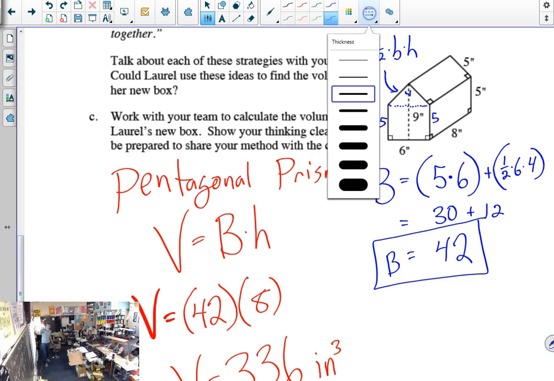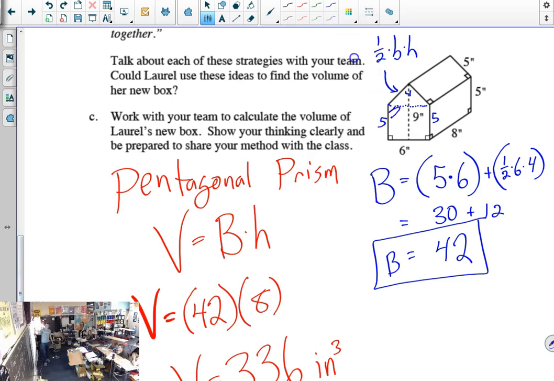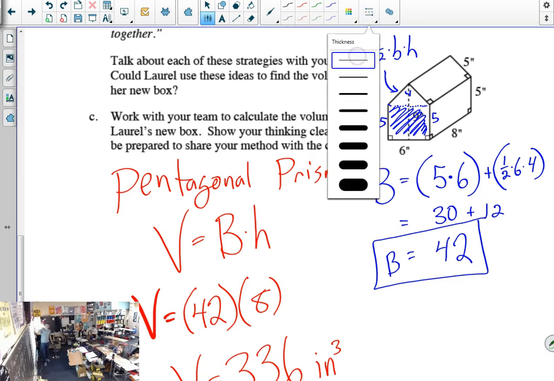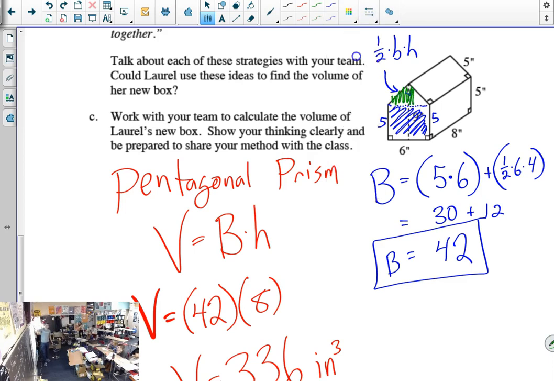We can pretty easily calculate the area of this rectangle, because it's 5 tall and it's 6 wide, hence this right here. We can pretty easily calculate the area of a triangle, half the base times the height, which then this is actually the area of the entire pentagon. And now I've got my big B, because big B is base area.